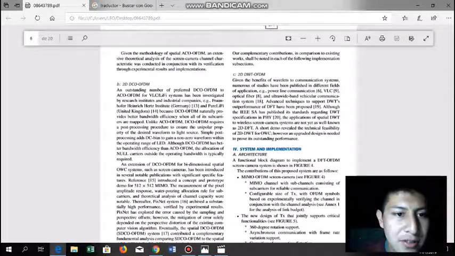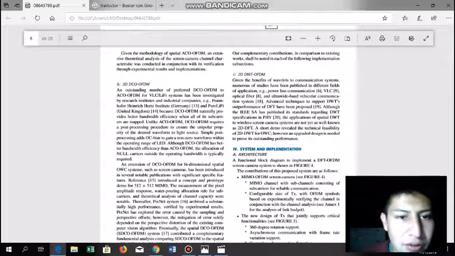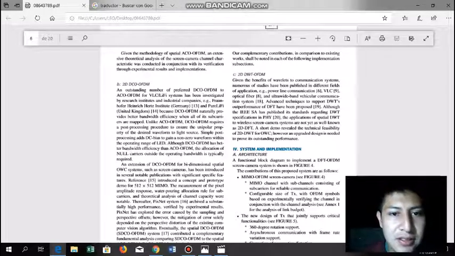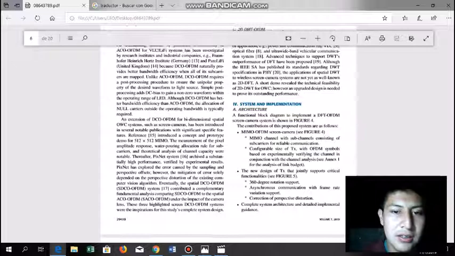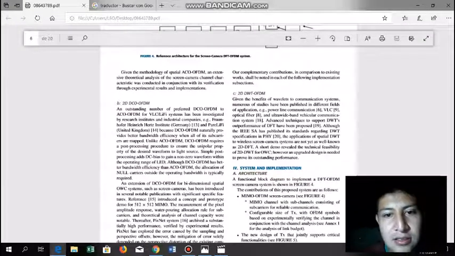The next point is 2D DCO-OFDM. In this point, the outstanding number of preferred ACO-OFDM to DCO-OFDM for VLC Li-Fi systems has been investigated by research institutes and industrial companies. The next point is 2D DWT OFDM.